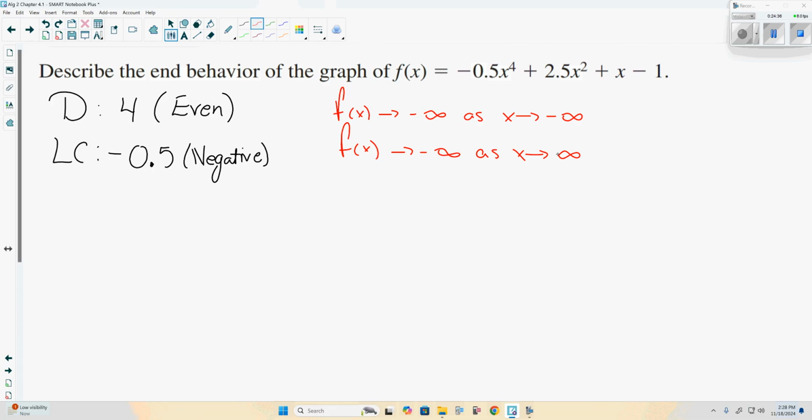Focus up here, guys. All this is saying is that the ends are eventually going to be heading down. Questions on what we did here? Really, we find the degree and leading coefficient and match it to its part on the chart. Are you ready for the next one?